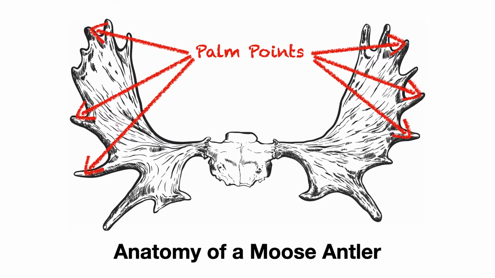Now, these are the palm points, or palm tines as you hear them called sometimes. They project off the main palms, and sometimes they're used to determine the overall width of the antlers if they stick way out past the main palms.